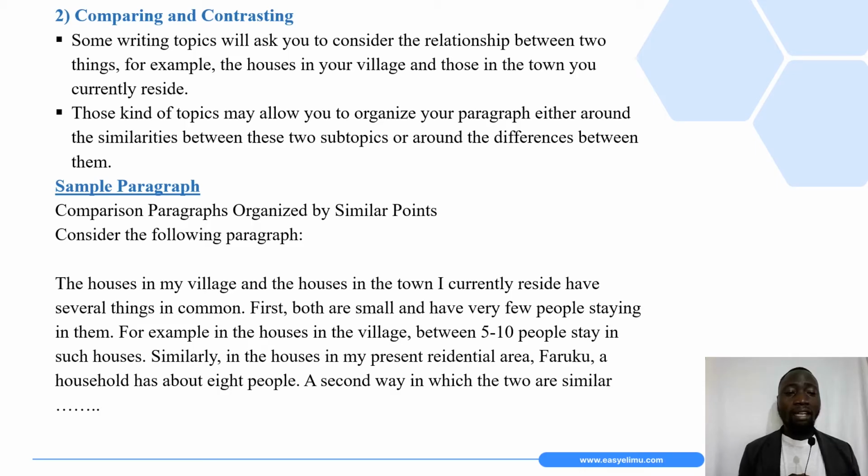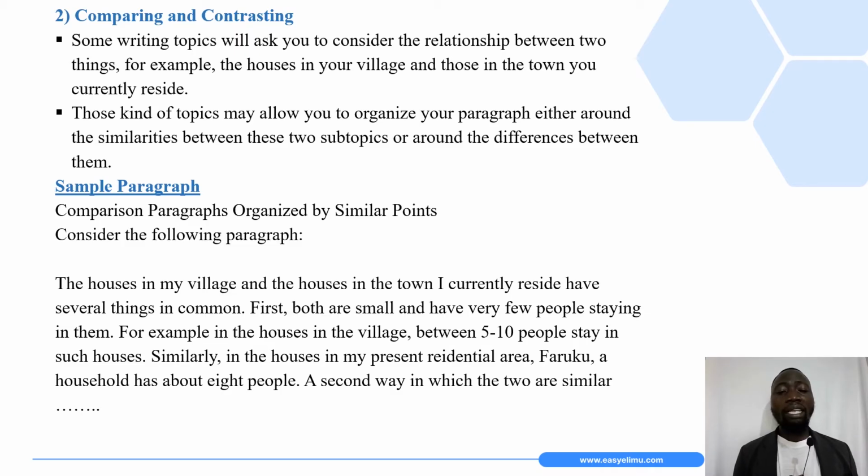So here's a sample paragraph that will also help us illustrate or understand that device better. In the paragraph, I'm going to go through it very fast. The houses in my village, this is just to compare and to contrast. If you are to live in a village or if you are to live in a city, you can use a comparison or you can use contrasting as seen in the paragraph that we have. The houses in my village and the houses in the town I currently reside have several things in common. First, both are small and have very few people staying in them.